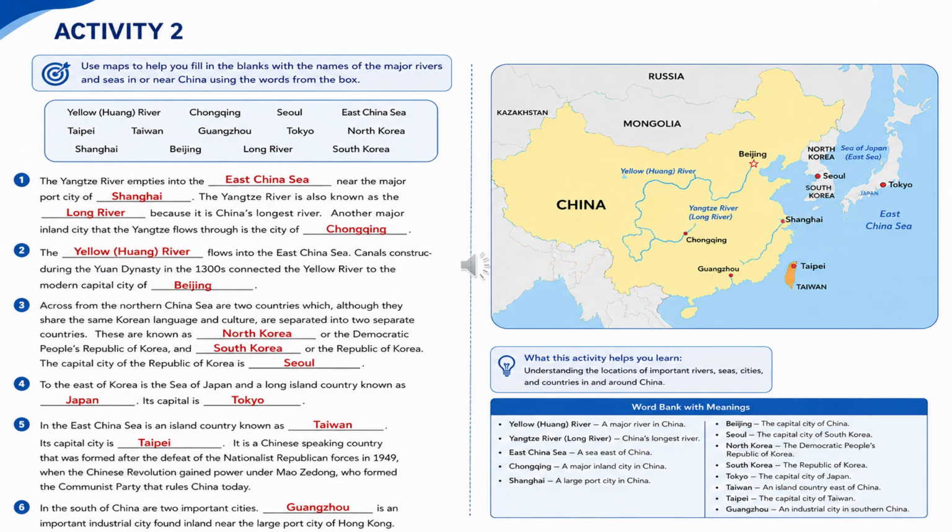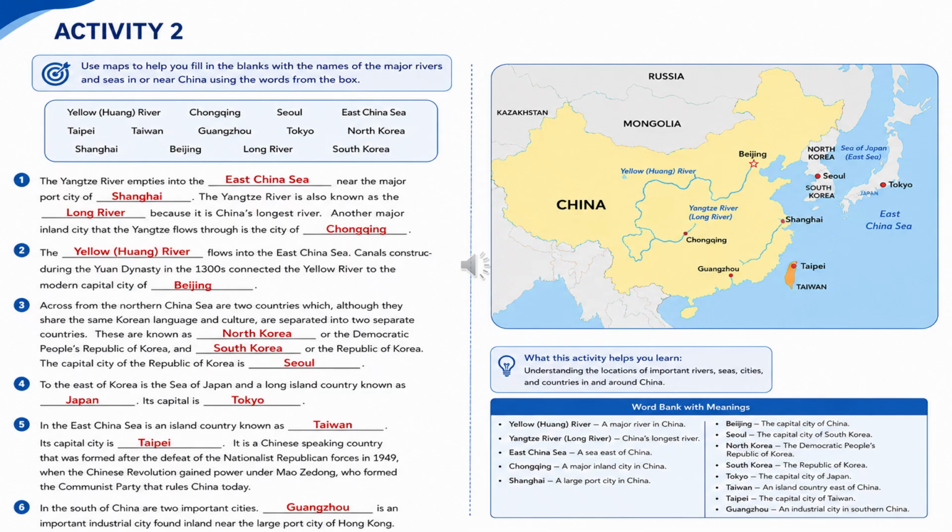Now let's move to activity 2. Here also we need the textbook. Just open the textbook and go to the map given on the second page of the lesson. So let's begin with question number 1. It is a fill in the blanks. The Yangtze River empties into the East China Sea near the major port city of Shanghai.